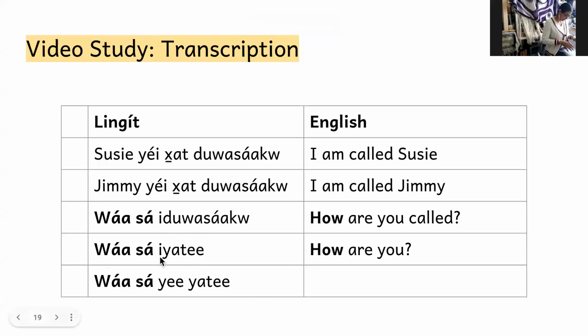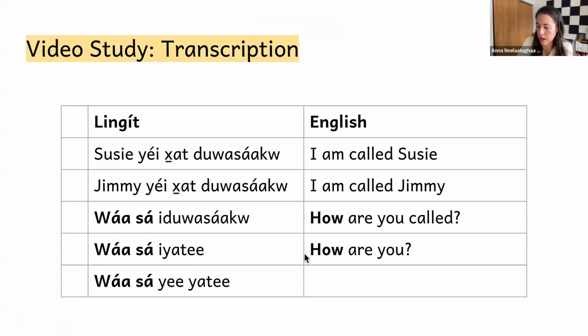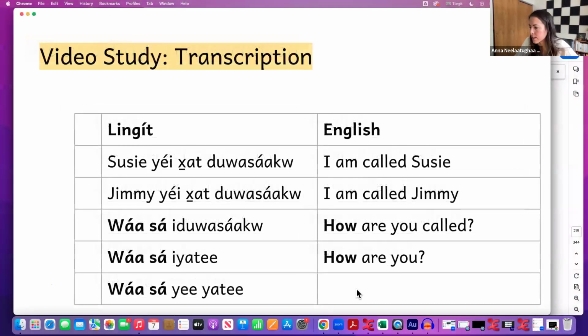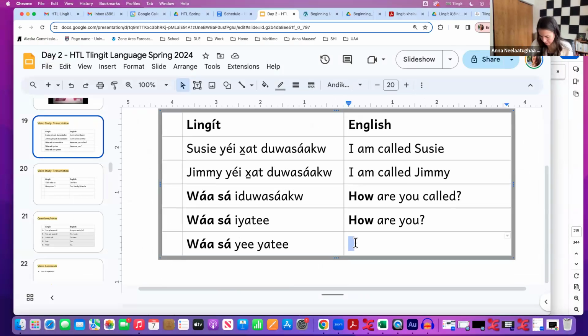So this first one is how are you if you're talking to one person. When Jimmy and Susie were looking at each other and talking, they're asking, Wasa iyatee. And then when they turned to us and saw a crowd, they asked, how are you all? That's how they asked it. So put how are you all.